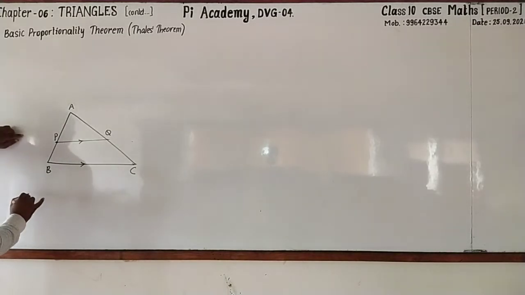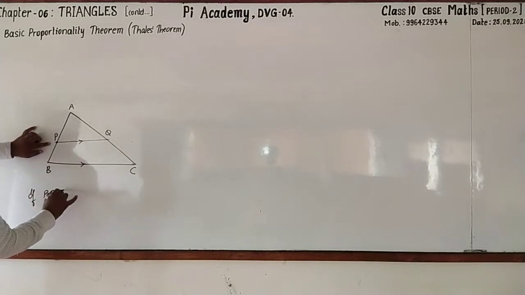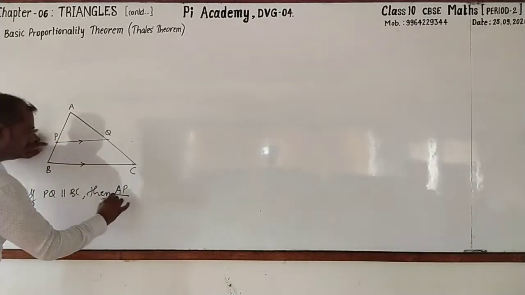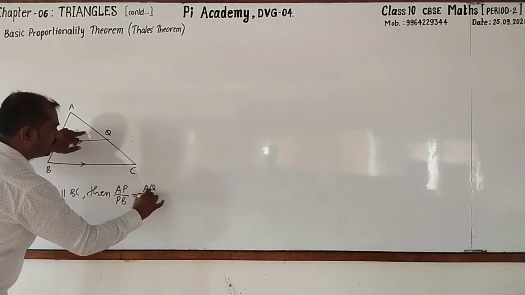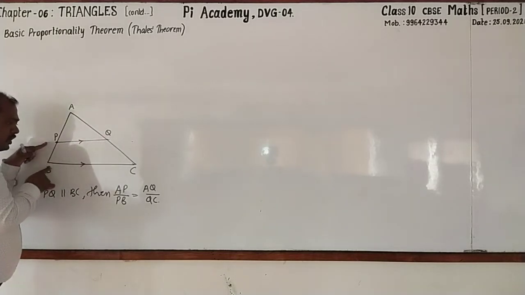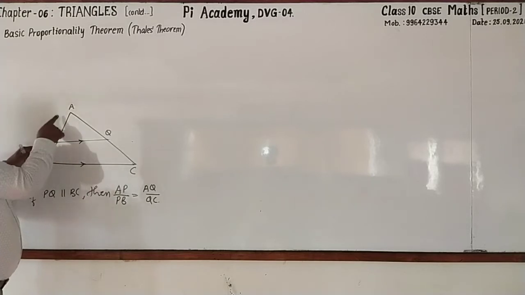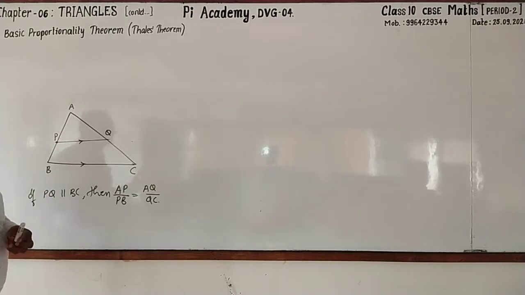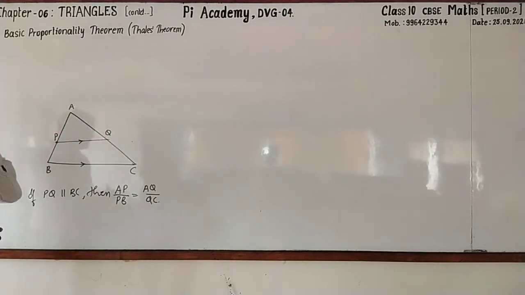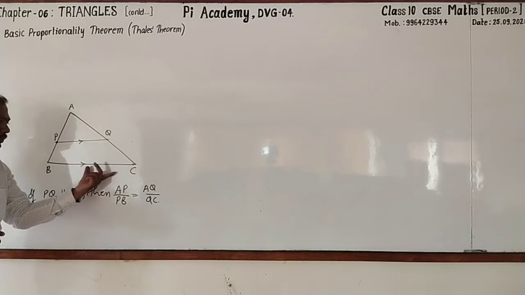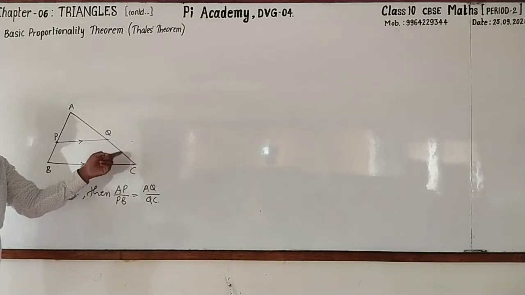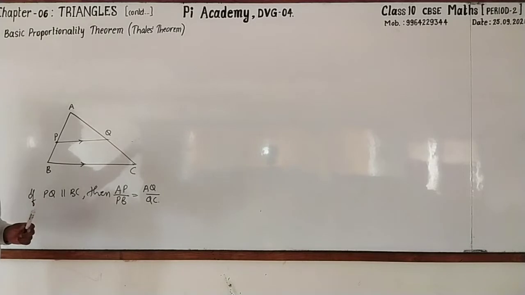Followed? Very simple. Look here. If PQ is parallel to BC, then AP by PB is equal to AQ by QC. But how do you make it as a statement? If a line is drawn parallel to a side of a triangle, then it divides other 2 sides proportionately. This is the statement of basic proportionality theorem or Thales theorem. Once I repeat, if a line is drawn parallel to any side of a triangle, then it divides other 2 sides proportionately. Clear? Please go for writing the statement yourself.